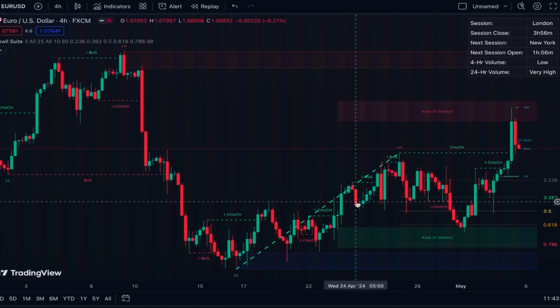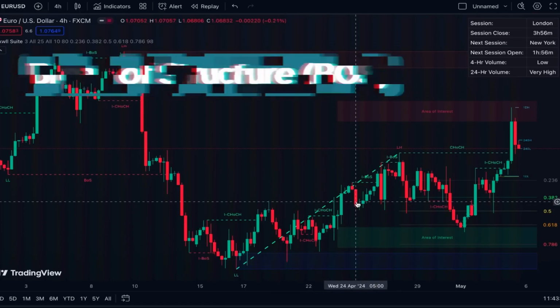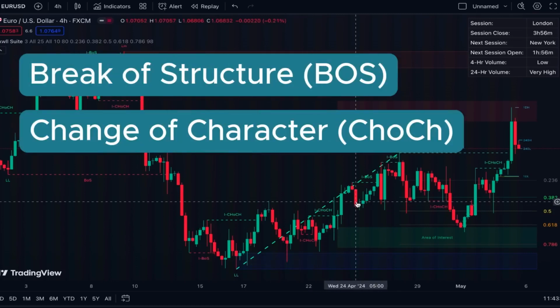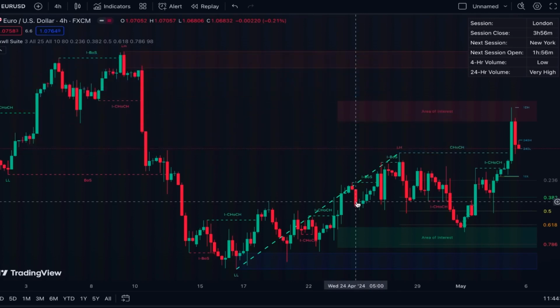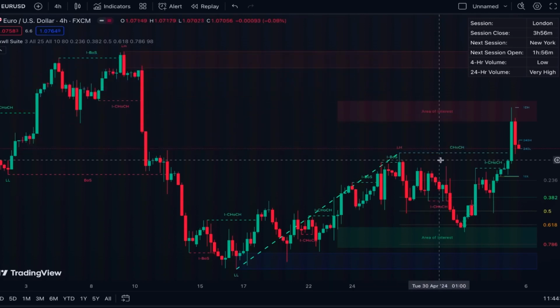Alright, the next SMC concepts that this indicator shows are break of structure and change of character. If you know smart money concepts trading methods, then you know what these labels mean here.